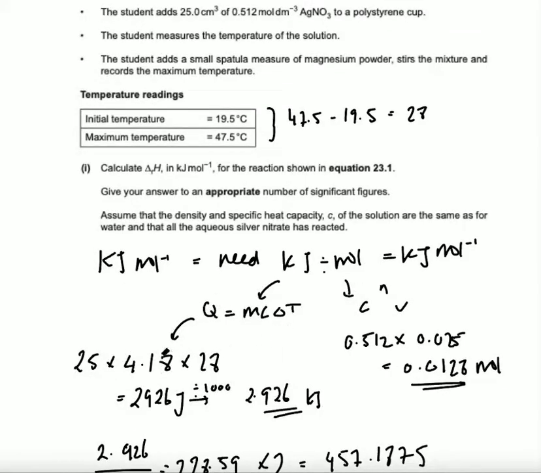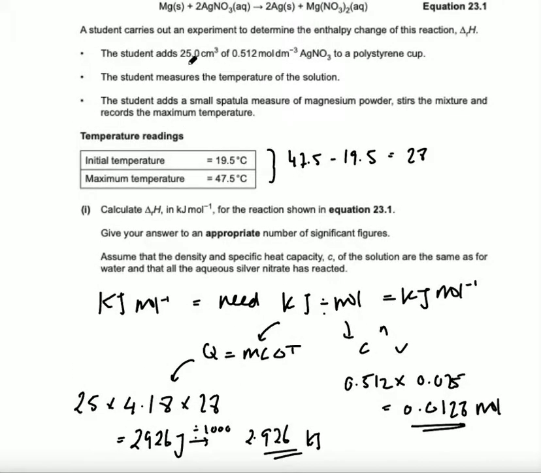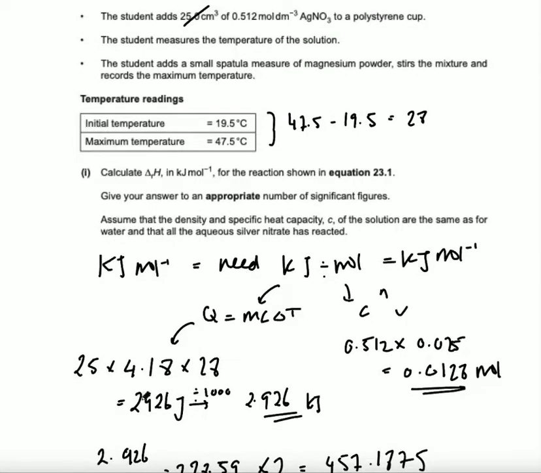So let's see, Q equals mc delta T. We have everything here to work it out. We've got 25 for the mass. The c is the specific heat capacity, which is a constant, for water, because they've said use water, which we know is always 4.18. That's what we have over here, times delta T, which is the change in temperature, which we have over here. So 47.5 minus 19.5 gives us 28. So then we multiply these together, and we get 2,926 joules, and we want kilojoules, so we divide by 1,000. And so we've got a kilojoules number.